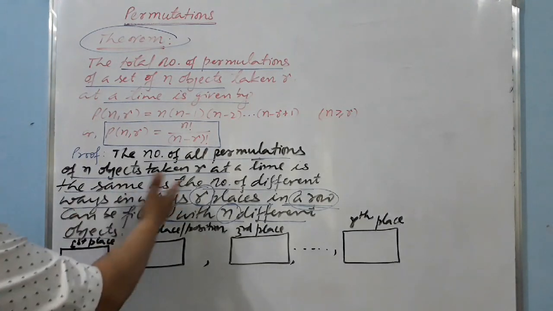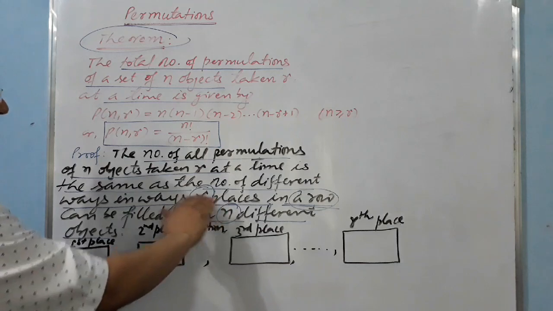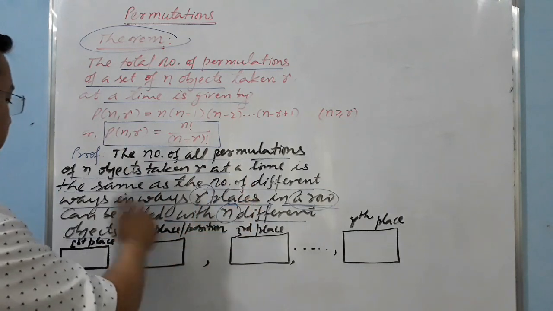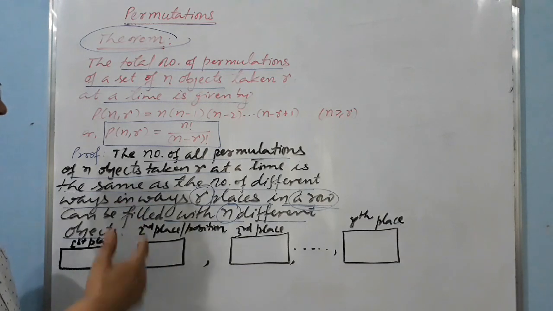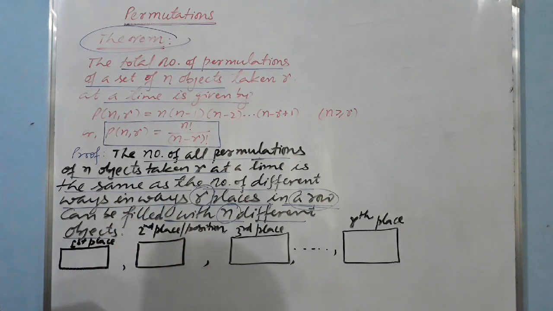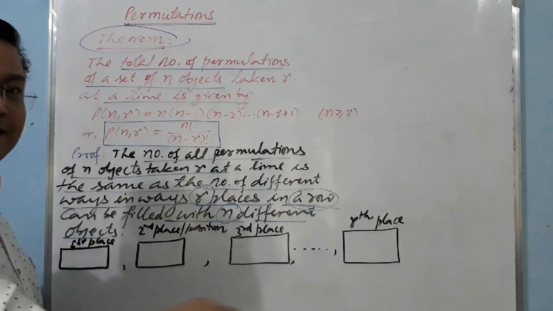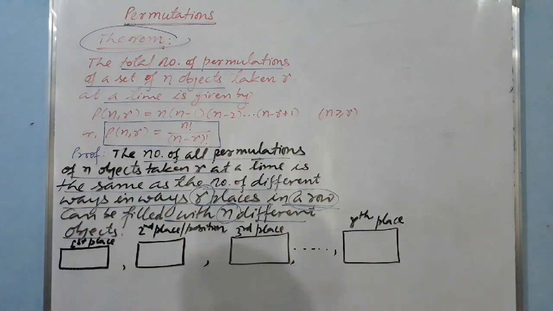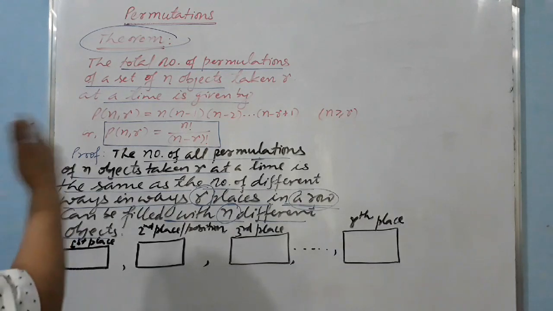Or you can read it this way: the number of different ways in which r places, or r positions, in a row can be filled with n different objects. So I have made boxes here. I think you can't easily find these types of boxes elsewhere. This will give you a very clear idea of how to prove this theorem.